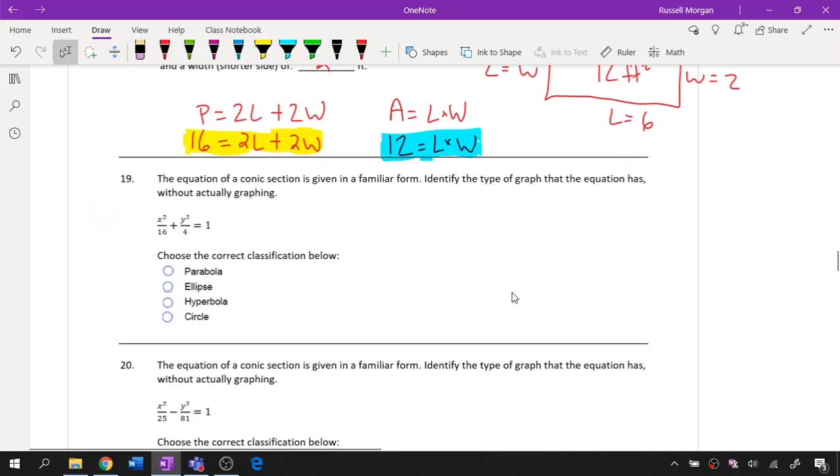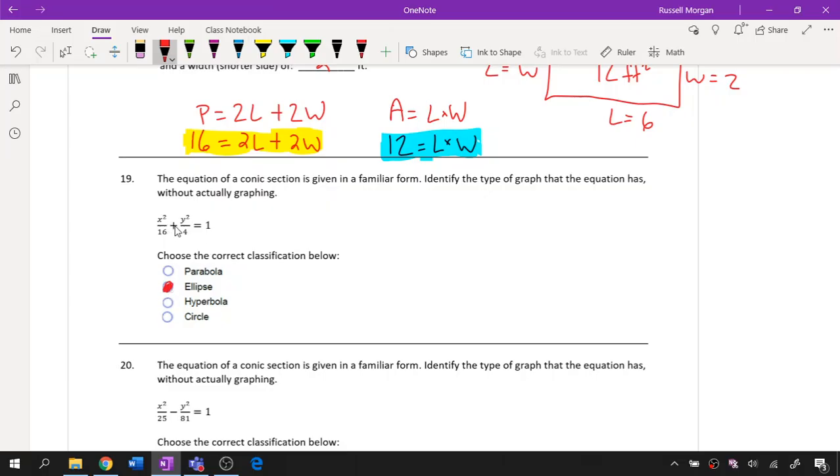Moving on. Here we go. This is a quick one. The equation of a conic section is given in its familiar form. Identify the type of graph the equation has without actually graphing it. Of course, we could actually graph it to double check our work as we practice here, but we should know this one. This one's got a plus between there. This is a good old ellipse.